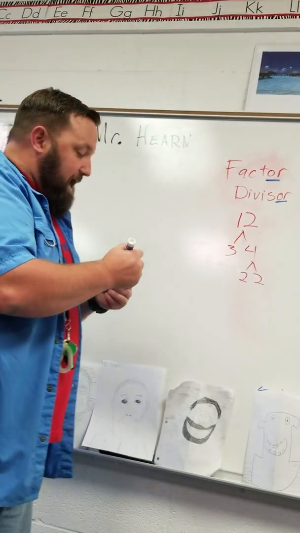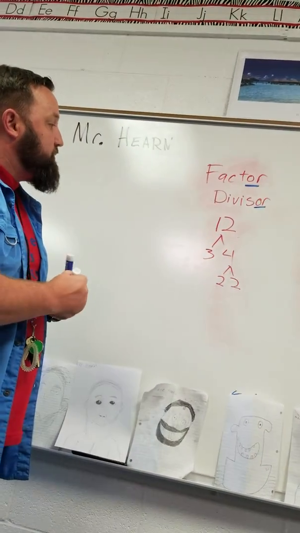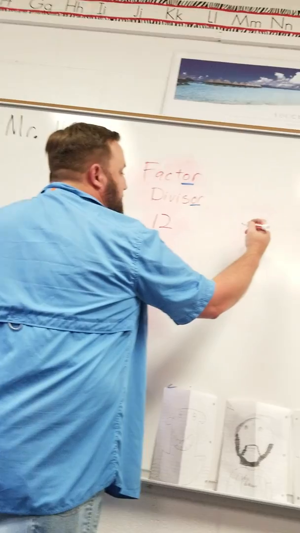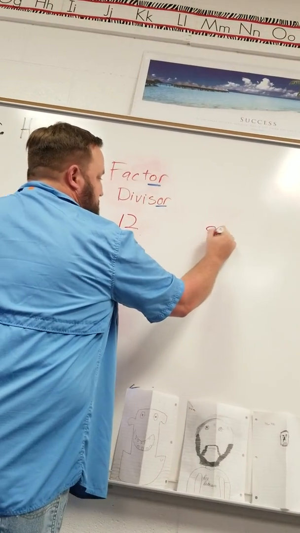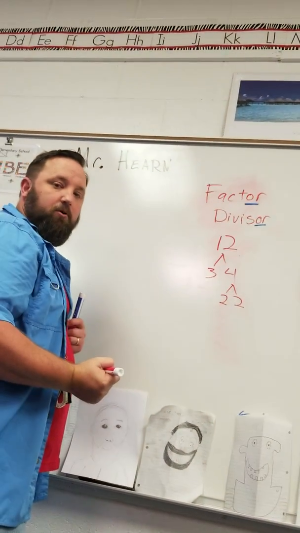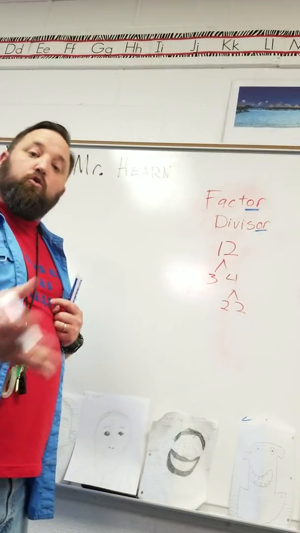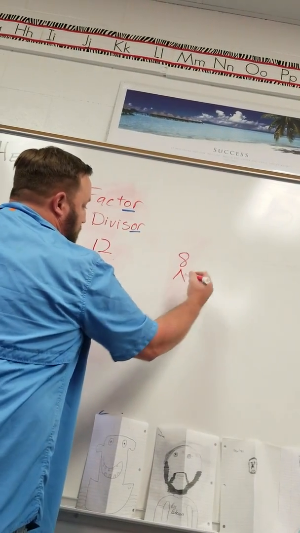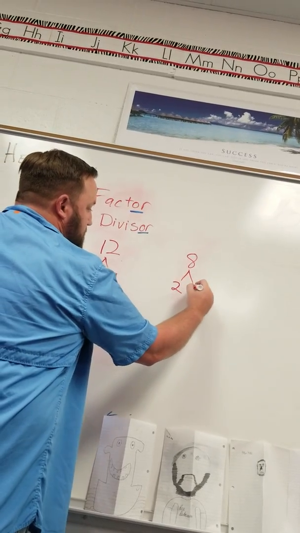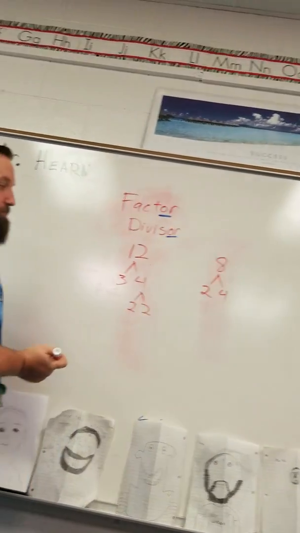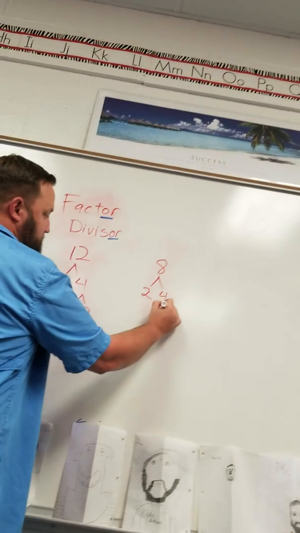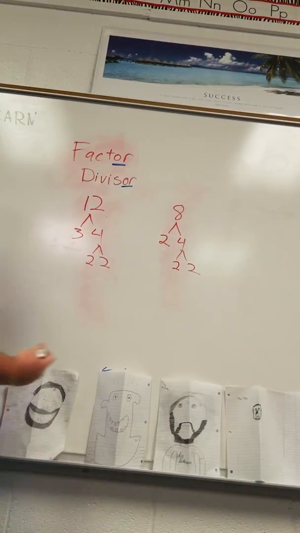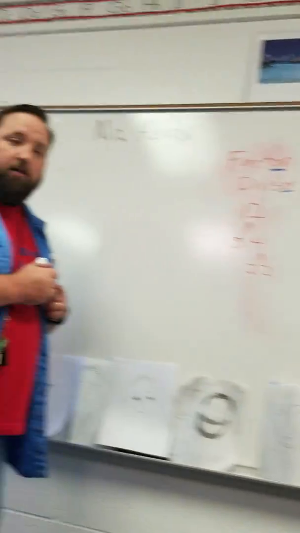Now, let's say I had another number. Let's say my other number was 8. Okay, the number 8. So we have 1 and 8, 2 and 4. So 2 being a prime number, 4 is not, so I can factor it further. And now I have completely factored out the number 8.